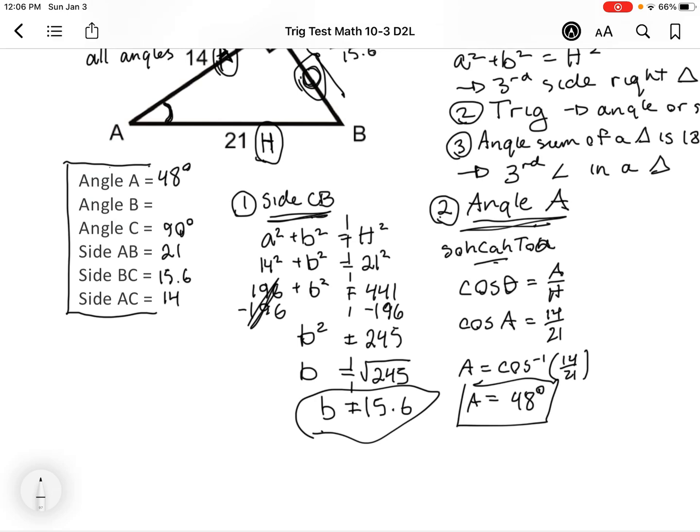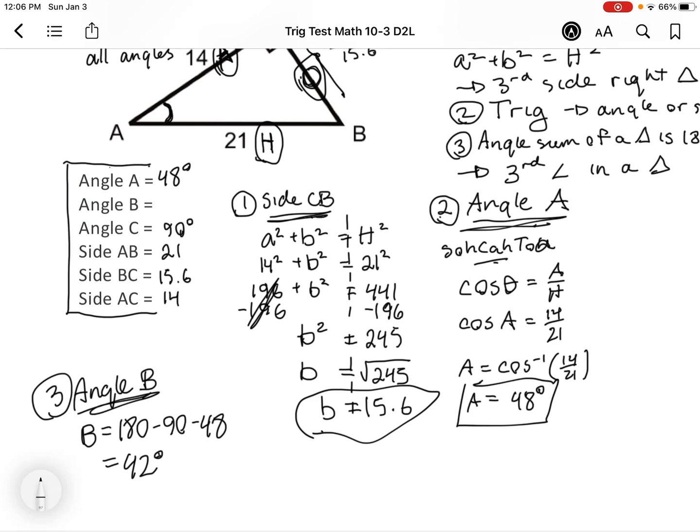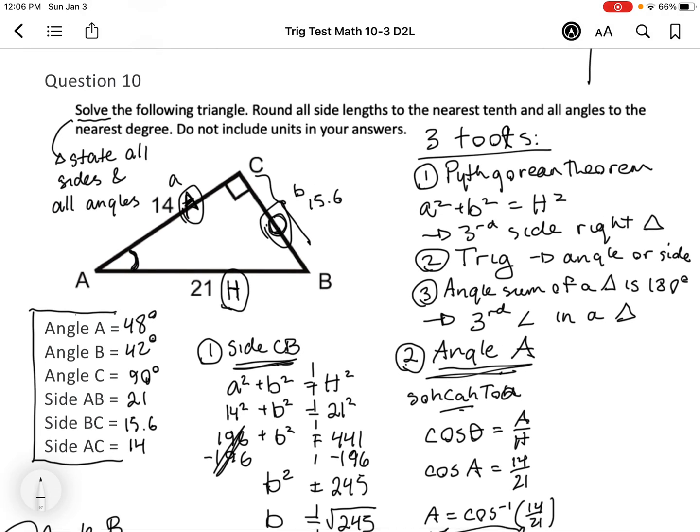Now for angle B, maybe I'll do that down here. You could do trigonometry again, but now we can also use the angle sum of a triangle because we've got the other two. So angle B equals 180 minus 90 minus 48, and that works out to be 42 degrees. Okay, so that is solving a triangle. And what you find is, firstly, you can usually start anywhere, but as you figure out more and more, you have more options available in terms of these three tools.